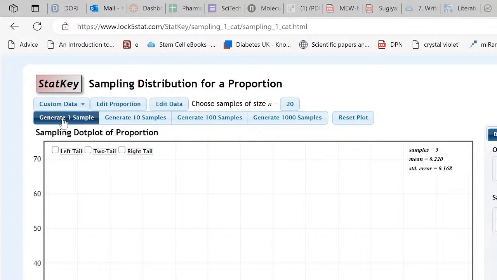13, got a bunch of overestimates here. We'll get one, there's one. 4 out of 20, 20%. So every time I click on that, it gets another sample of 20, it calculates the sample proportion, and puts a little dot there. But it's also tracking the mean, and again, it's hard to see, but it's 0.407, the average of all of these values.